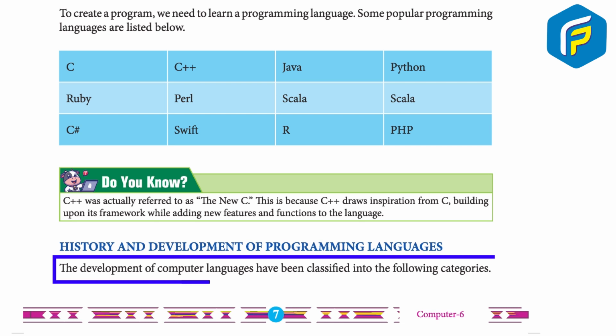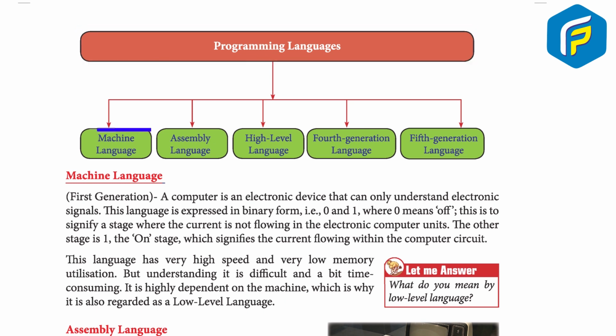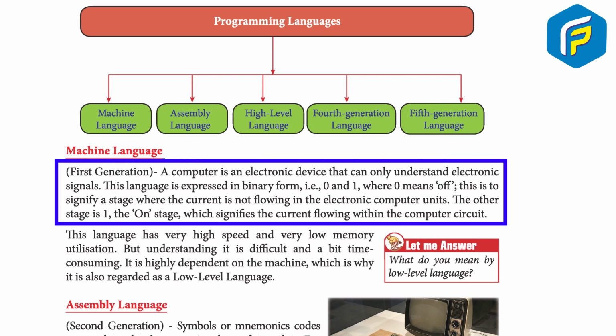The development of computer languages has been classified into the following categories: machine language, assembly language, high-level language, fourth generation language, fifth generation language. Machine language, first generation language. A computer is an electronic device that can only understand electronic signals. This language is expressed in binary form, 0 and 1, where 0 means off. This is to signify a stage where the current is not flowing in the electronic computer units. The other stage is 1, the on stage, which signifies the current flowing within the computer circuit.